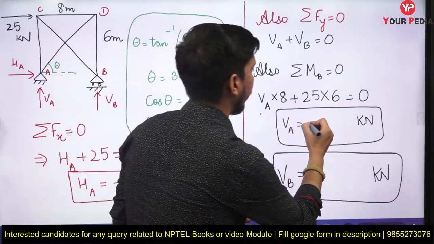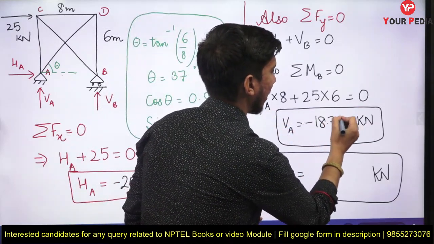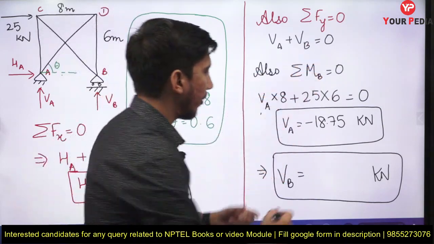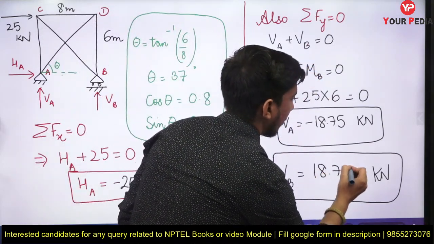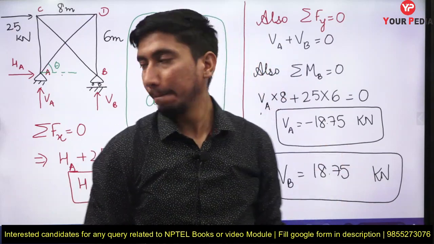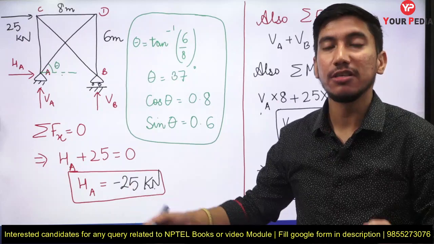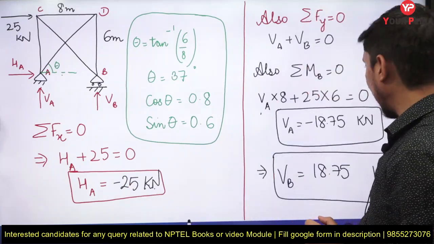From here we get VA is equal to minus 18.75 kilonewton. Since the sum of VA and VB was 0, VB will come out to be 18.75 kilonewton. Okay, we have found the reactions. Now we can find the member forces by using the method of joints, and I can give you an example.